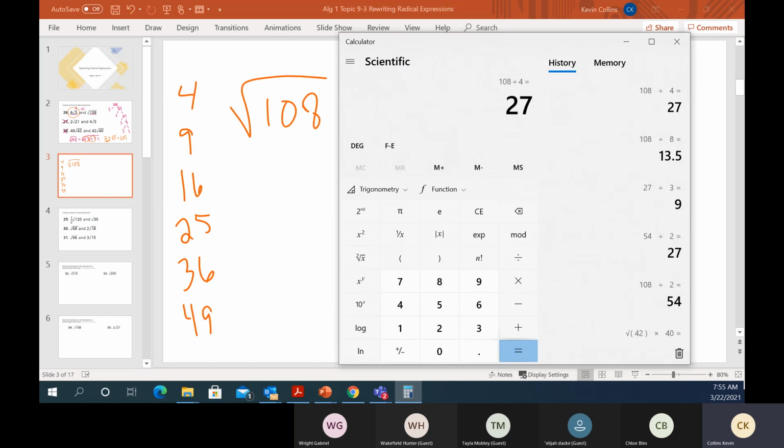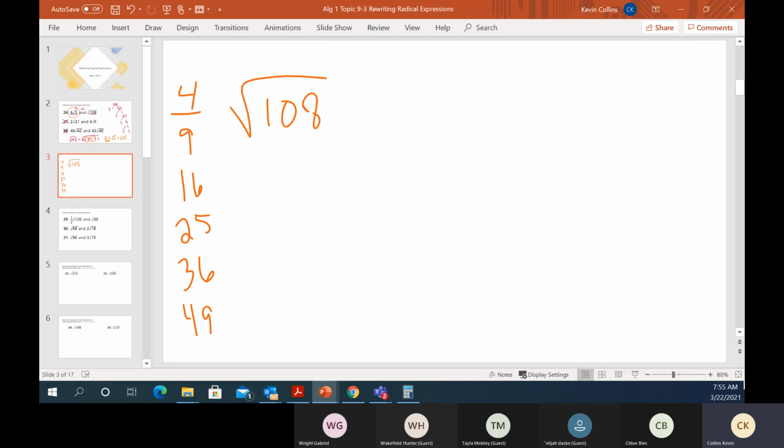So let's try 108 divided by 9. That's 12. So 4 goes in there, 9 goes in there, so chances are pretty good 36 goes in there. So you could rewrite this, and like I said, we'll go over this next time, as the square root of 36 times the square root of 3, which is 6 square root of 3. But we'll do this next time. I didn't realize we're so close to being done.